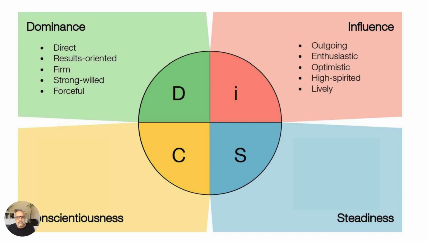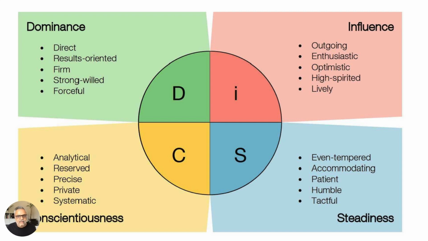Influence. Someone that has a dominant influence profile tends to be outgoing, enthusiastic, optimistic, high-spirited, and lively. Let's move on to conscientious. People with these behavioral traits tend to be analytical, reserved, precise, private, and systematic. And then finally, steadiness. People in the S profile tend to be even-tempered, accommodating, patient, humble, and tactful.